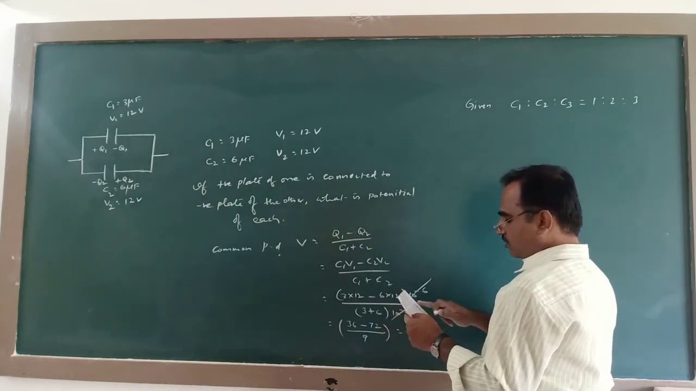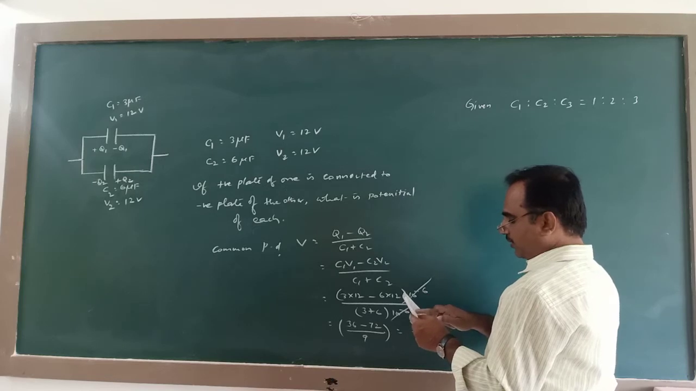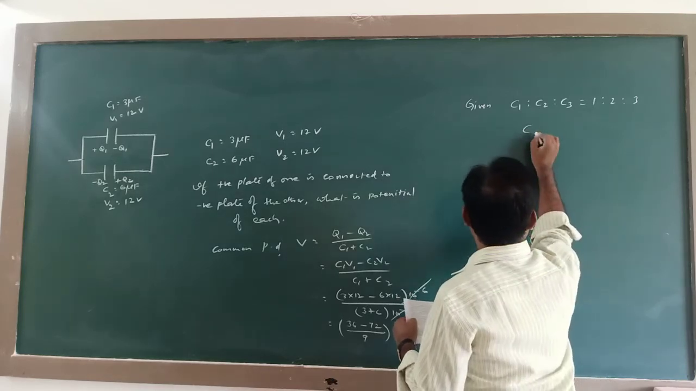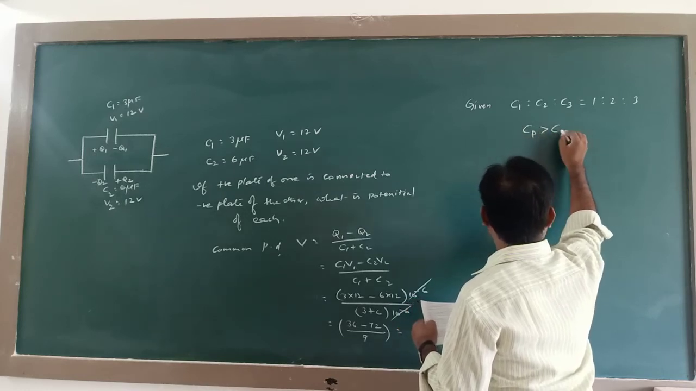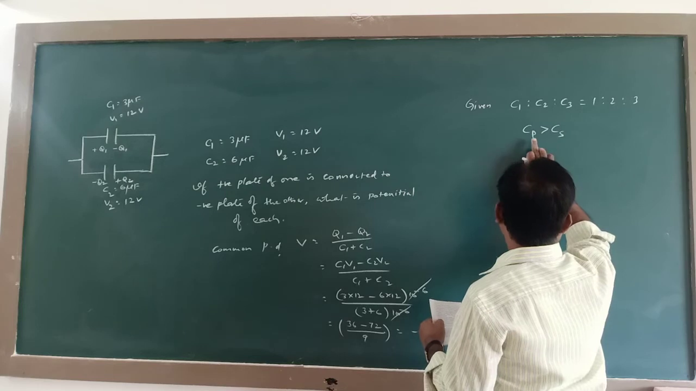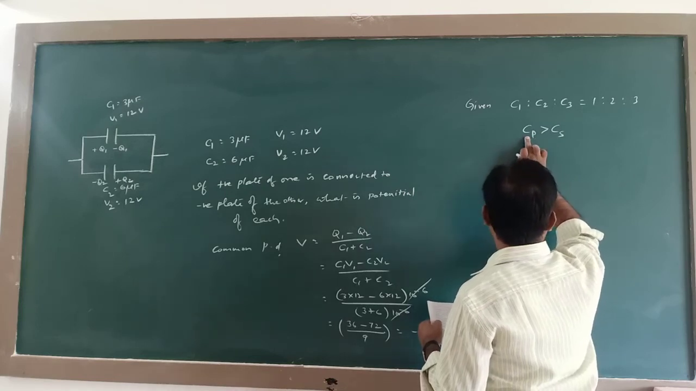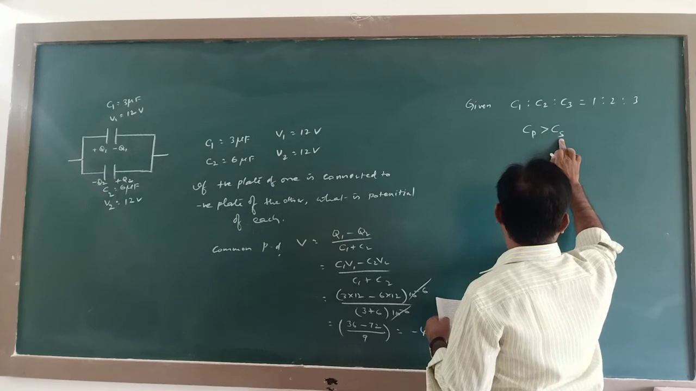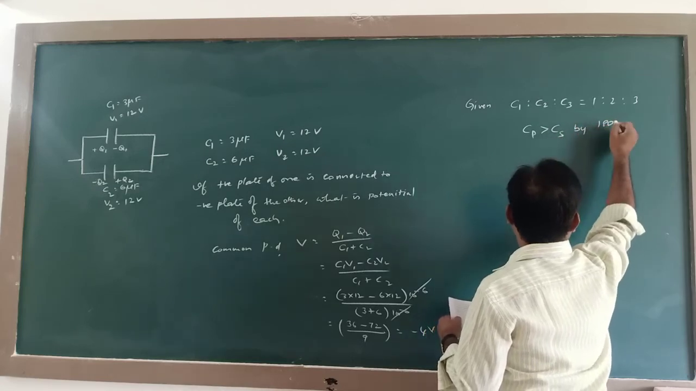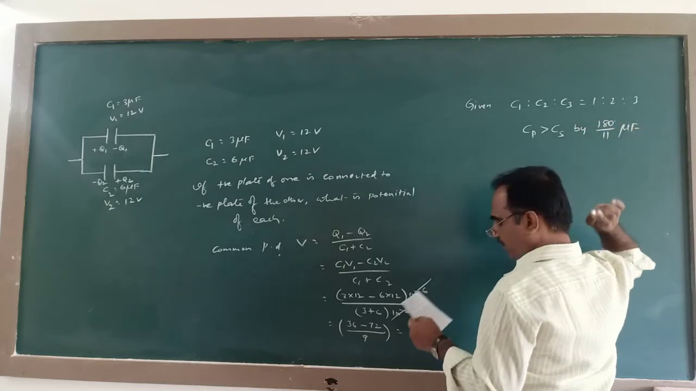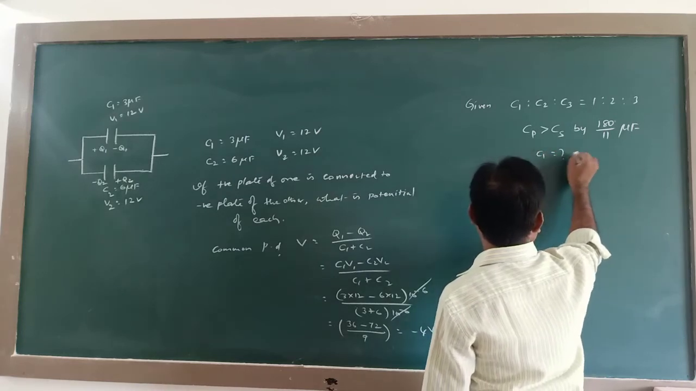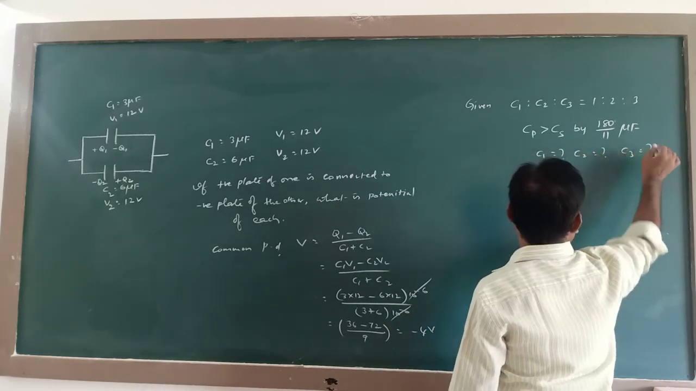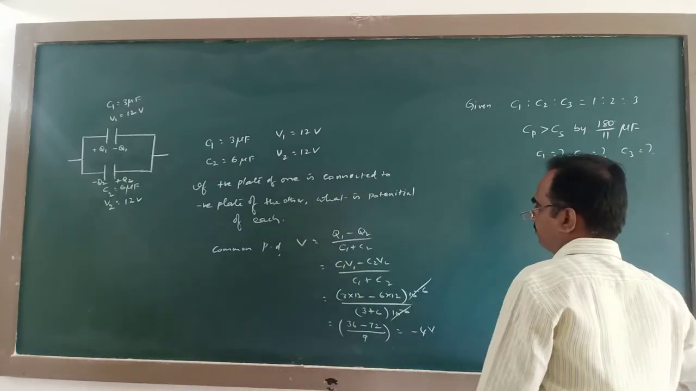Their combined capacitance when joined in parallel is greater than that when joined in series by 180 by 11 microfarad. So CP is greater than CS. Combined capacitance when connected in parallel is greater than combined capacitance when connected in series by 180 by 11 microfarad. So you are asked to find this C1, C2, C3. So this is the problem.